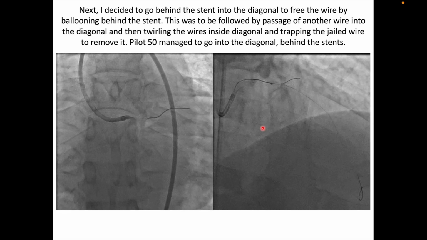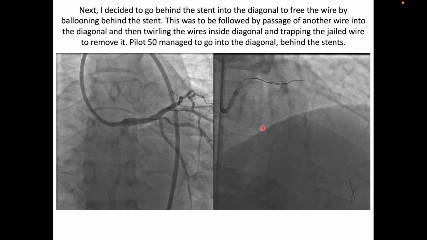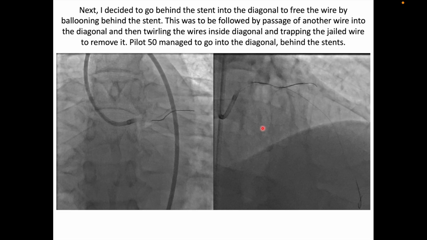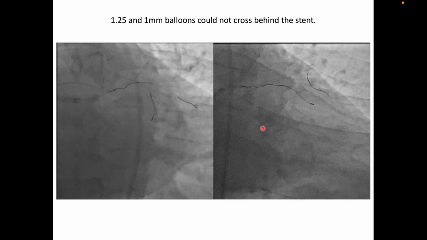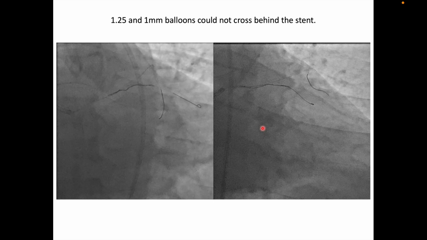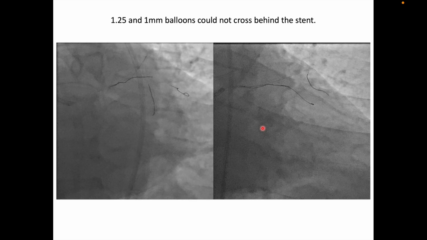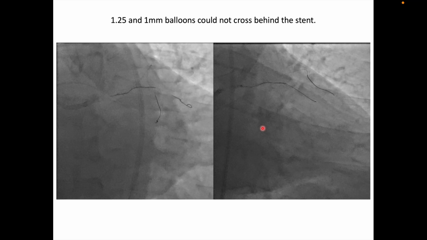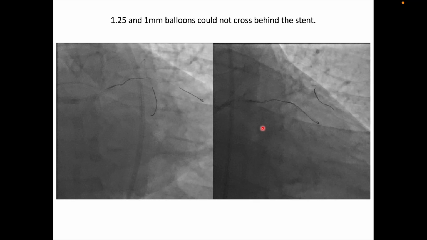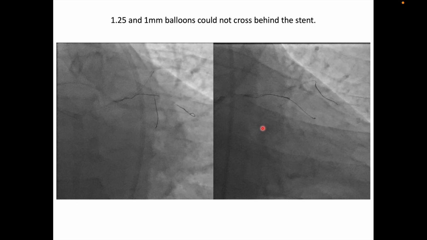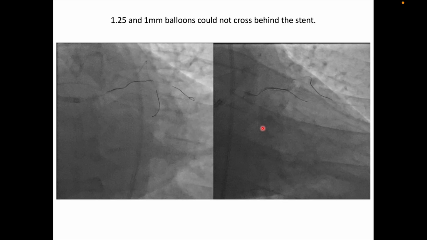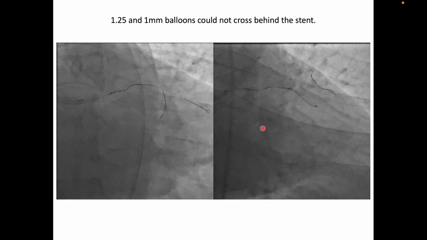We took a Pilot 50 and we managed to go into this diagonal. But then we tried a 1.25 balloon, we tried a 1 millimeter balloon, and we failed to cross behind the stents. We even inflated the 1 millimeter balloon, and then on every deflation we tried to go behind the stent struts, but the 1 millimeter balloon just could not go behind the stent struts.